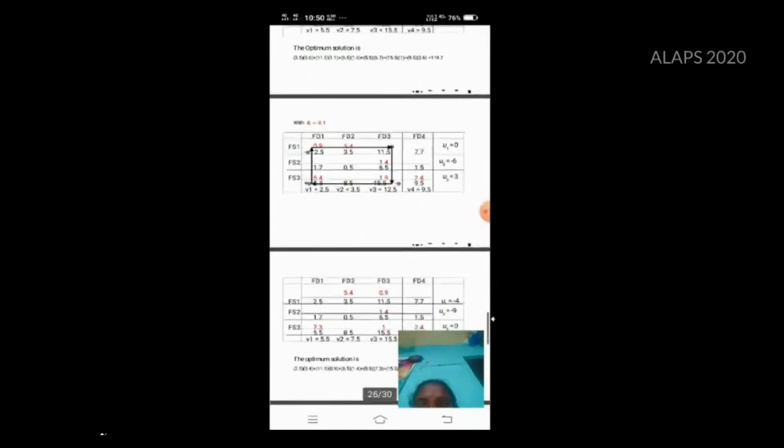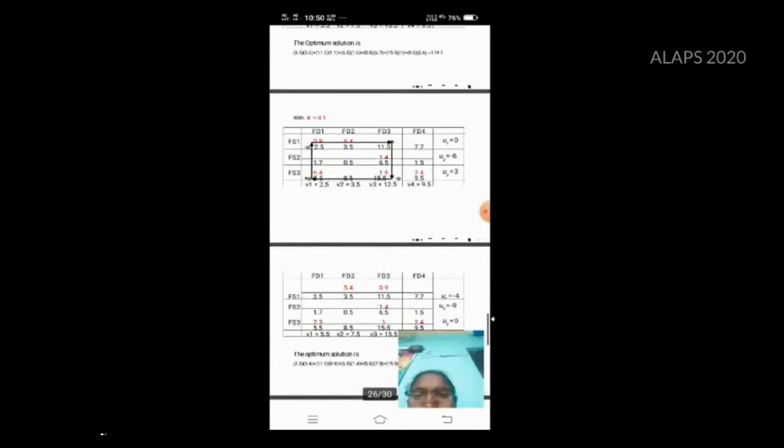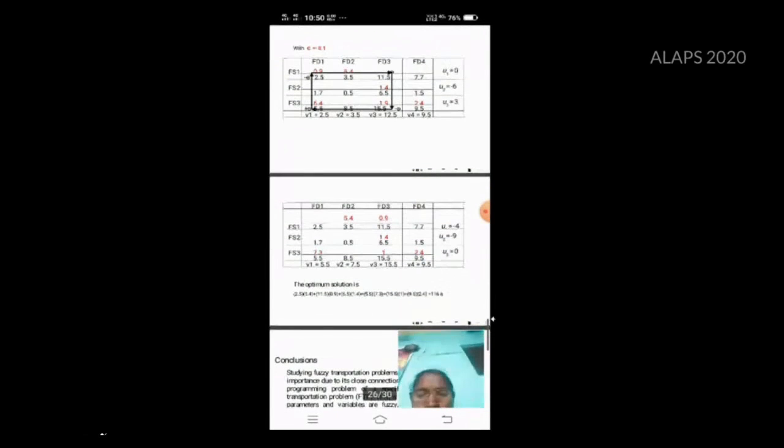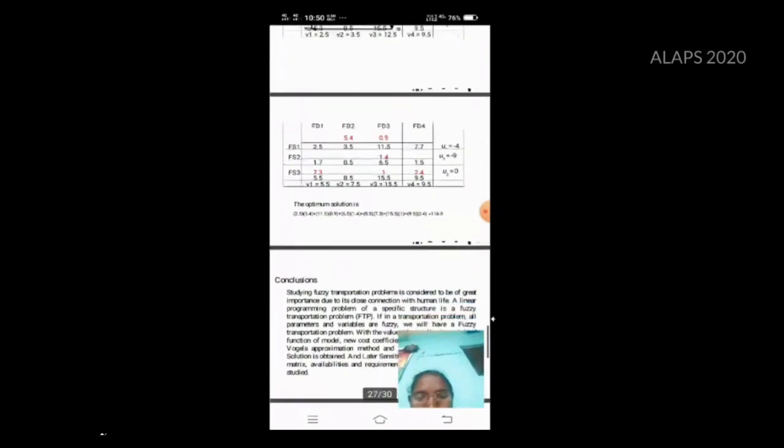the optimum solution is 119.7. With epsilon equal to minus 0.1, the sources and destinations are as before, a loop is formed, and we assign the loop involving the basic cell. Now we interchange the theta values. Now the optimum solution is 116.8.